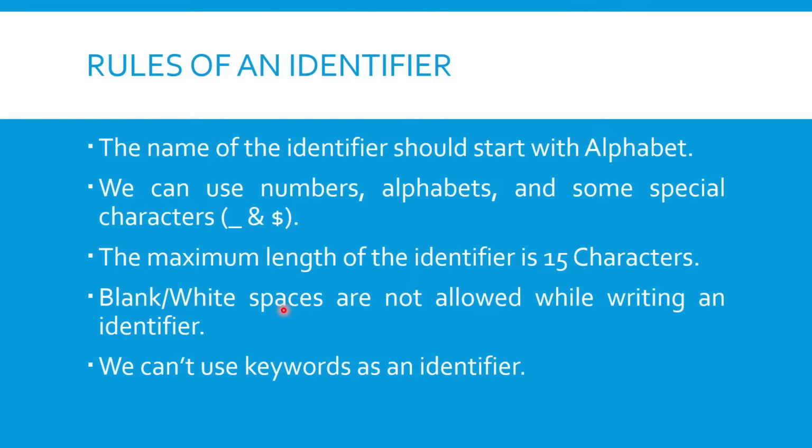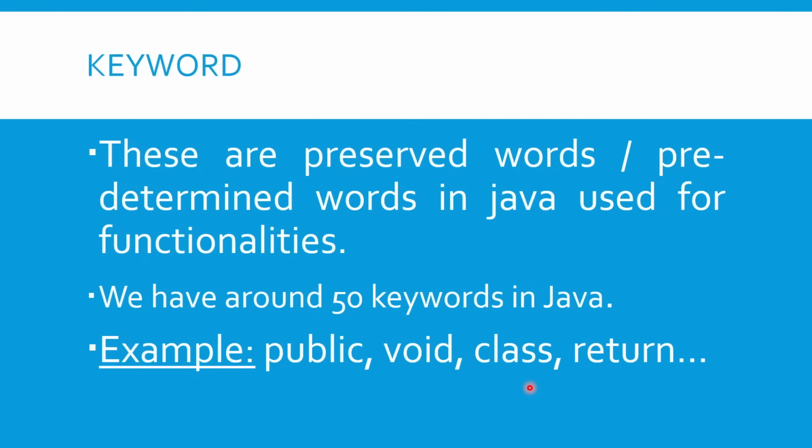And one more important rule is white spaces are not allowed while writing an identifier. Means no empty spaces are allowed while writing an identifier. In between, we can't write any empty space. And the last point is we can't use keywords as an identifier, right? Let's go to the new topic. What is a keyword?